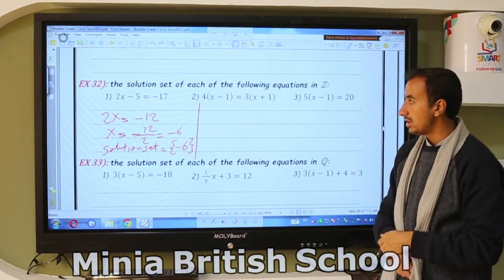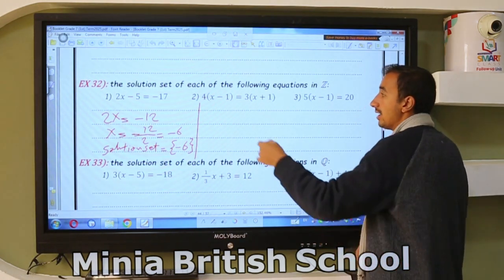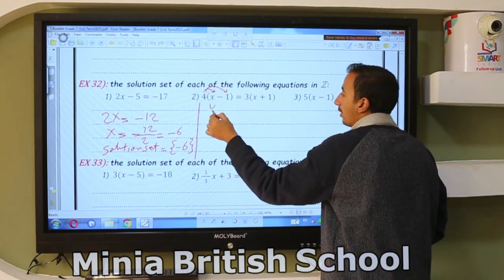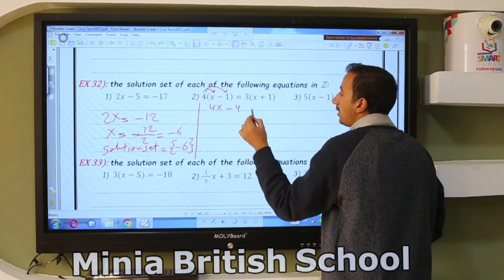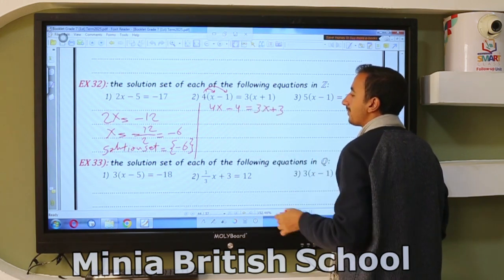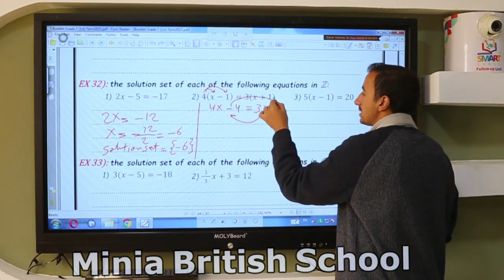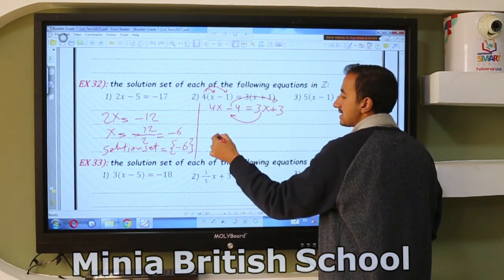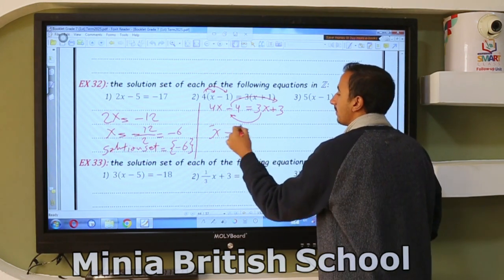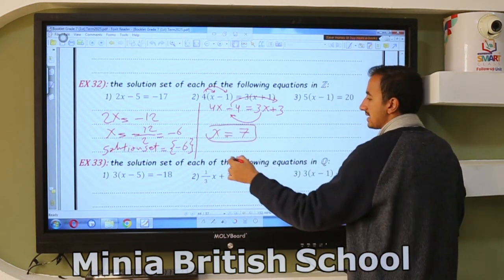Exercise number 2. Here you must use the distributive property to simplify this expression. 4x minus 4 equals 3x plus 3. Move this by the inverse operation, negative, and here it was positive. So 4x minus 3x will be x, equals 3 plus 4, it will be 7. The solution set is 7.